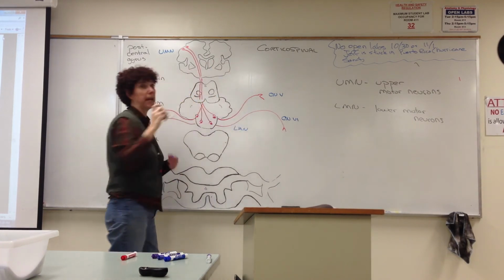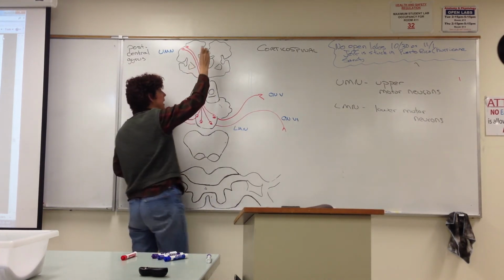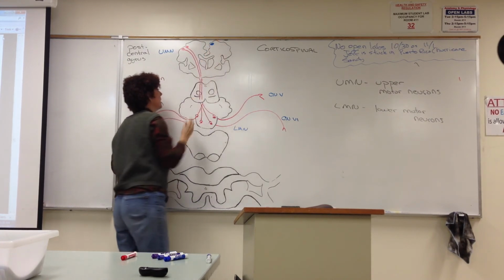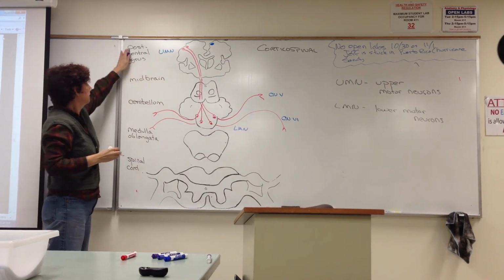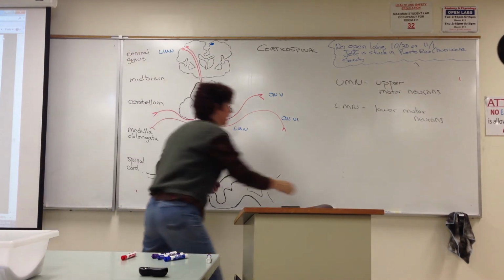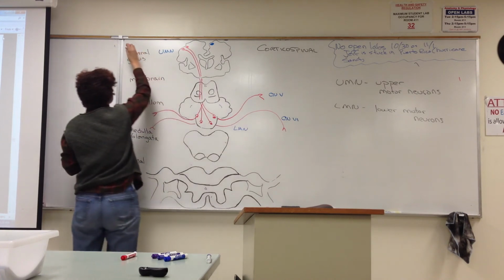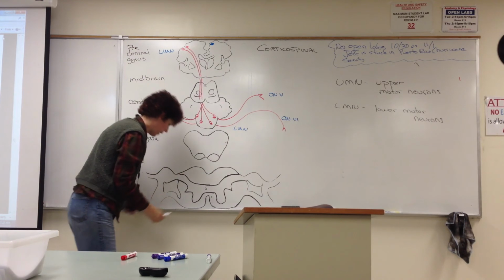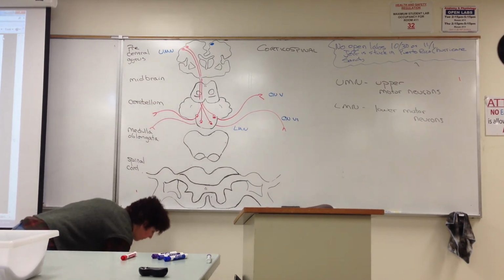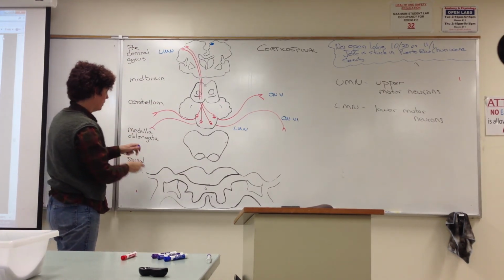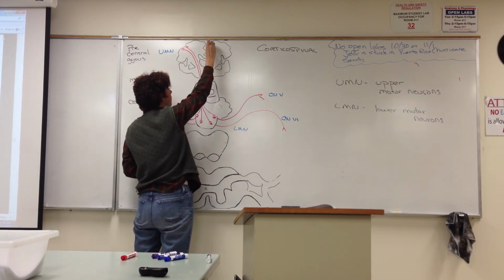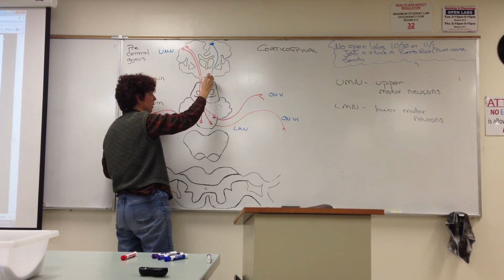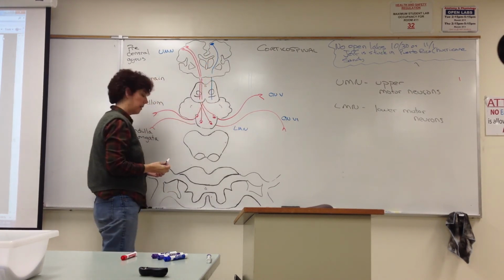So let's say I want to move my knee. I'll extend my knee. So upper motor neuron is still in the precentral gyrus of the frontal lobe. And it will descend between the thalamus and the globus pallidus. It will also pass through the cerebral peduncles.